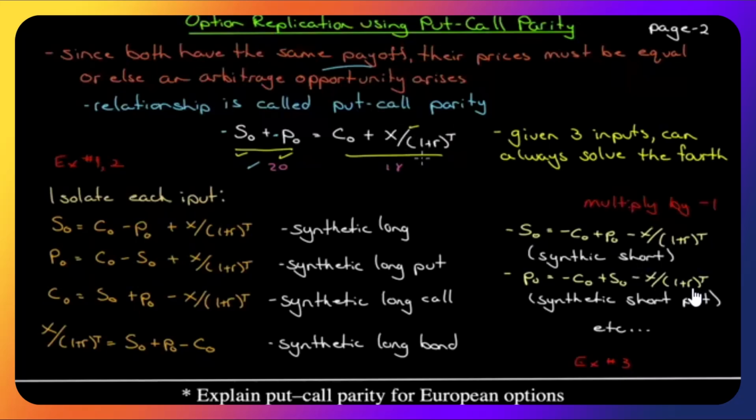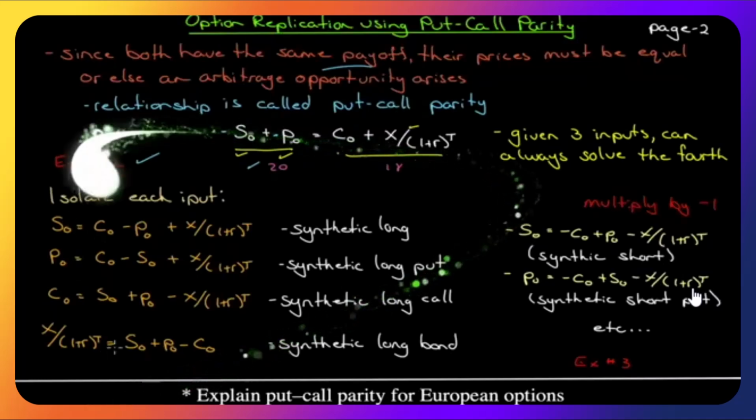And wait till expiration, because at expiration we know both sides have the same payoff, but if they have different prices today, we get risk-free gains. So let's take a walk through Exhibit 1 and Exhibit 2, and then we will just algebraically change this relationship to get a whole bunch of other identities here.